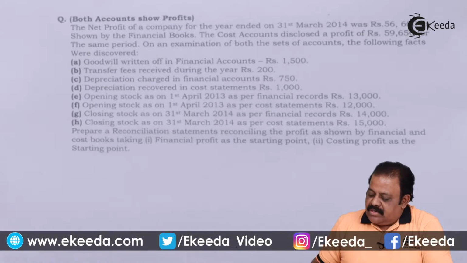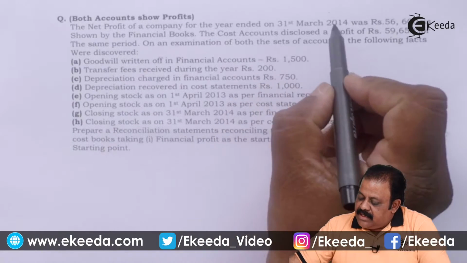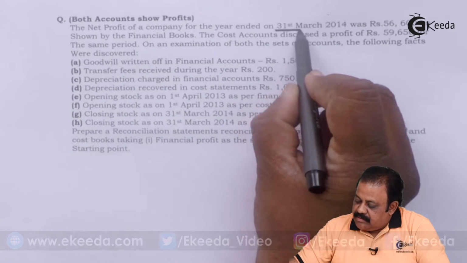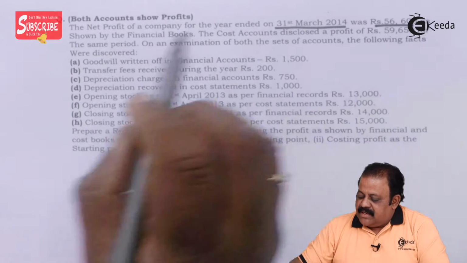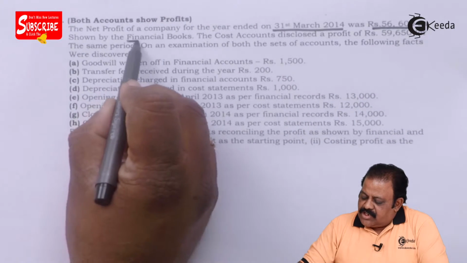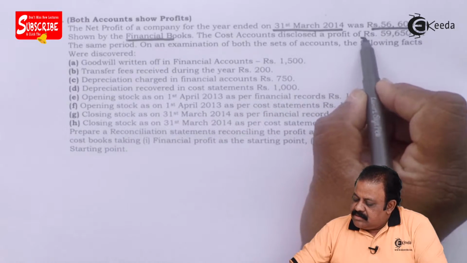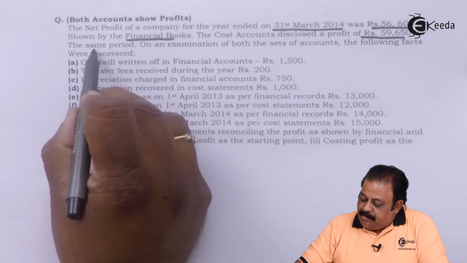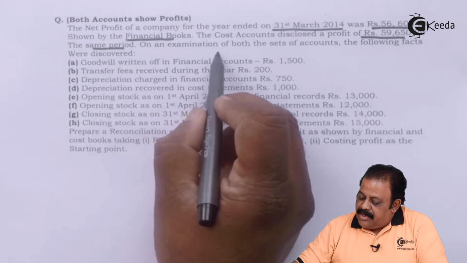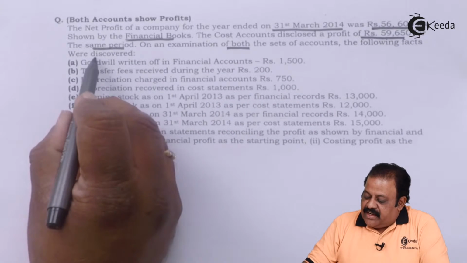Let us read the question. The net profit of the company for the year ended 31st March 2014 was rupees 56,600, as shown by financial books. The cost account disclosed the profit of rupees 59,650 for the same period. On an examination of both sets of accounts, the following facts were discovered.